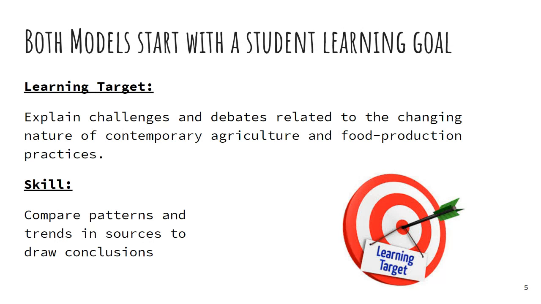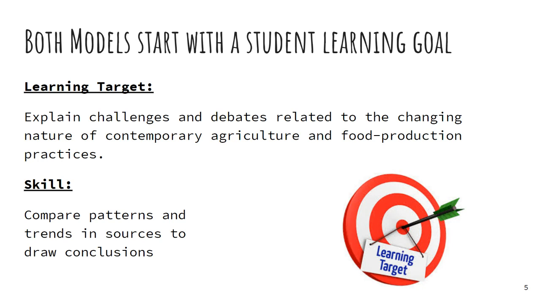So both models also start with a student learning goal in mind. And so now I want to talk about my specific example and my specific learning targets. This is an AP College Board Human Geography learning target from the agriculture unit. The target says: explain the challenges and debates relating to the changing nature of contemporary agriculture and food production practices.